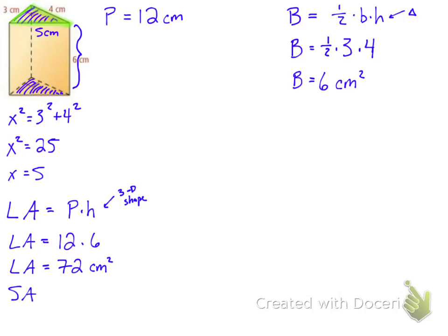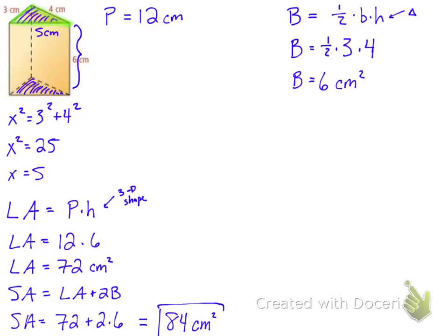And my surface area then I can find as my lateral area plus 2 times my bases. So I get my surface area is equal to 72 plus 2 times the area of the base, which was 6. So when I do that, I get 84. So there's my surface area.